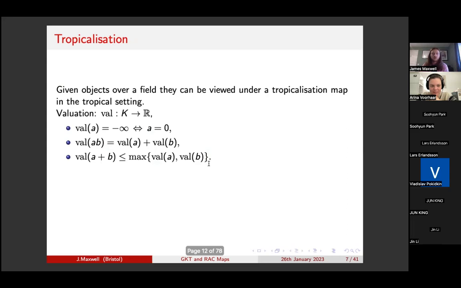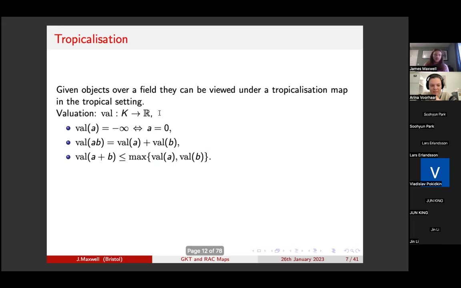So given objects over a field, these can be viewed under a tropicalization map to the tropical setting. This starts off with something called evaluation, which is a map from a valued field K. Normally it's algebraically closed, but let's spare those details for a minute. It goes to the reals union negative infinity, the tropical semi-ring. It takes a to negative infinity if and only if a is 0.